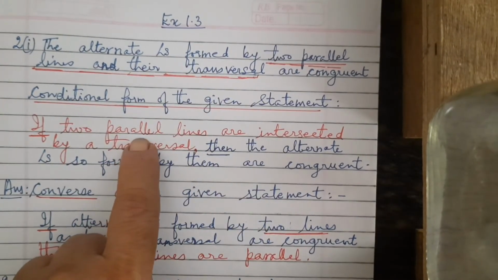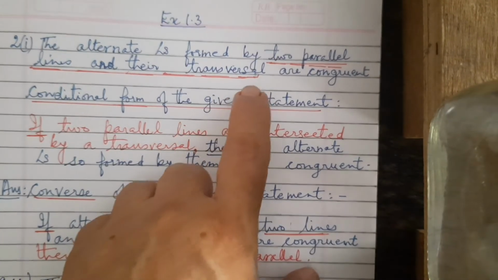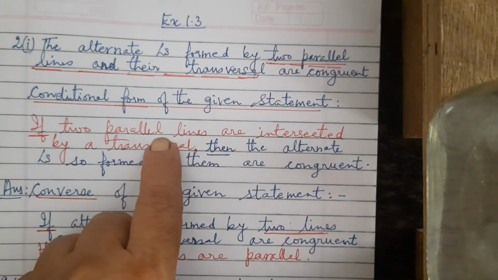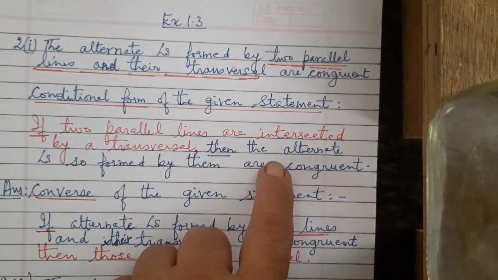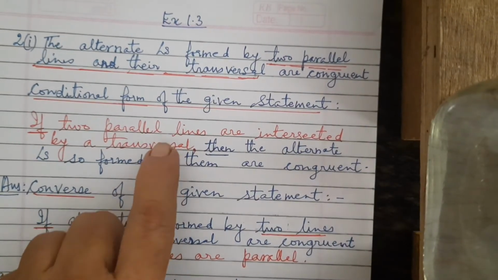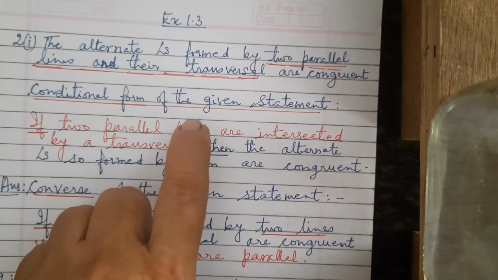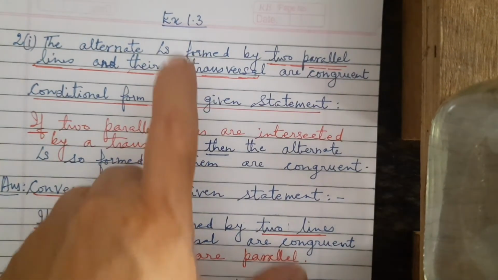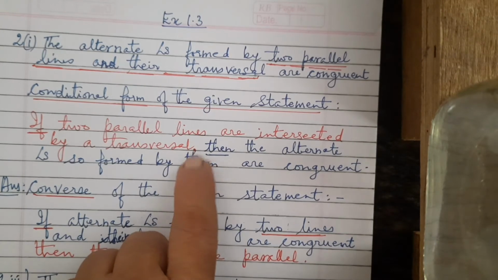Whenever you talk about parallel lines, immediately mention that they are intersected by a transversal. So in the if part we should say if two parallel lines are intersected by a transversal, then the alternate angles so formed by them are congruent. Now how do we make the converse of this given statement? Now the teacher does not want this conditional form, she directly wants the converse. So you first make this sentence in if-then form in your mind and now interchange this sentence.